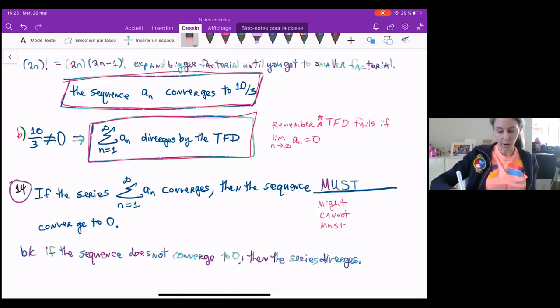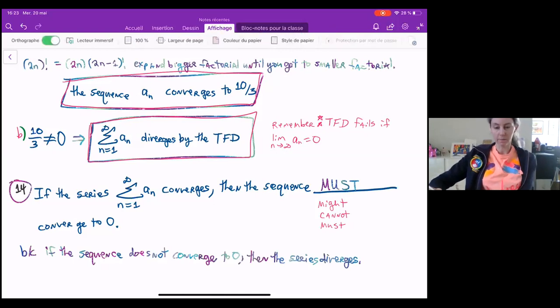Does this make sense to you guys? And so here we're saying, hey, look, I know the series converges, which means the sequence had to have converged to 0, because if it didn't, then the series would have diverged. Are there any questions about that?